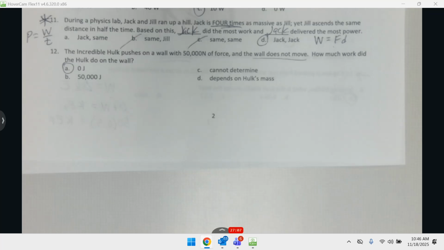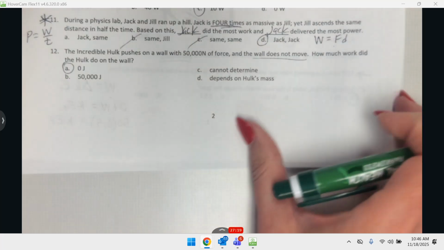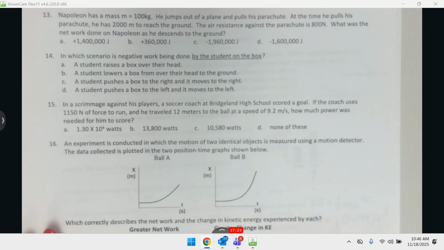So remember, you have to have motion, and you have to have a portion of your force, or all of your force, parallel to your displacement. Otherwise, it's not work. This one should be A for number 12. And as I said, 96% of you got it right. There were only a handful of people that missed it. But if that's you, make a note.